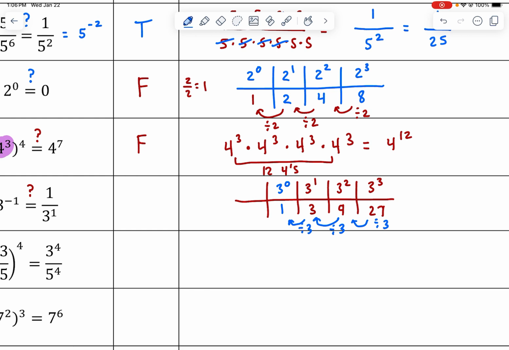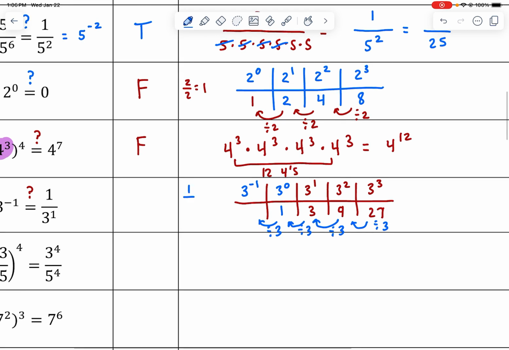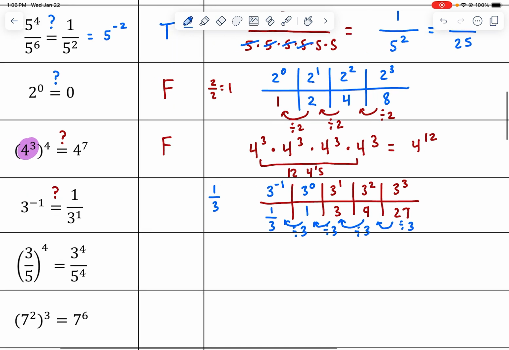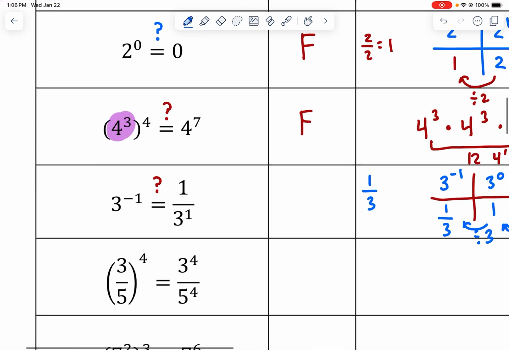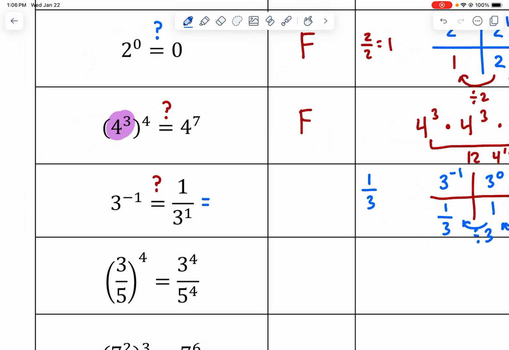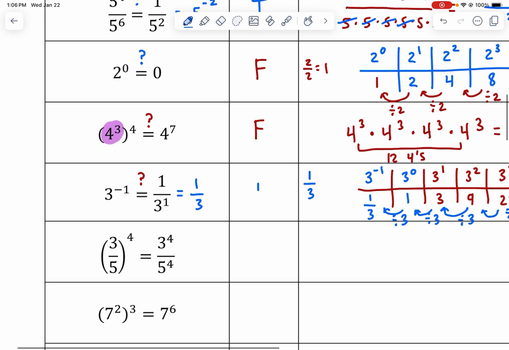And then now, let's descend one more time to get 3 to the negative 1. That must mean that we're dividing 1 by 3 again. 1 divided by 3 is just 1 over 3. So, if you look back at the statement, 1 over 3 to the first is the same as 1 over 3. We don't really have to write that exponent in, so this statement would be true.